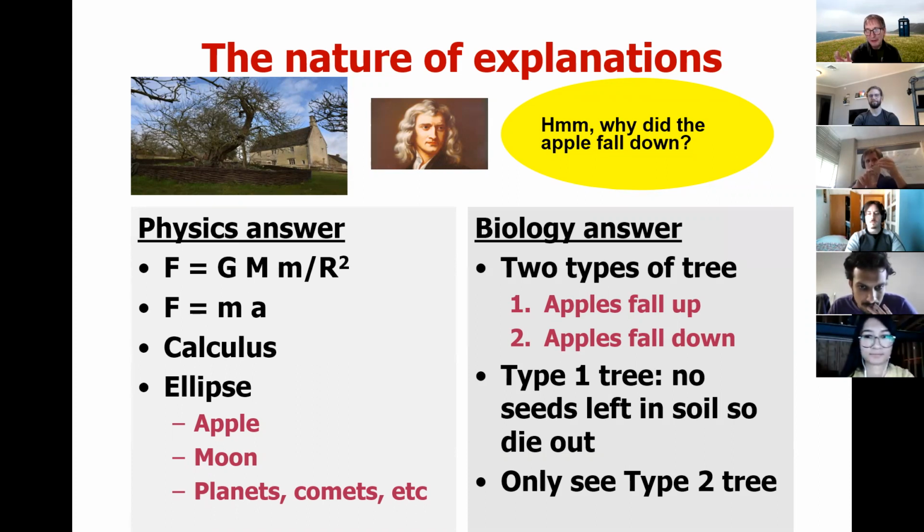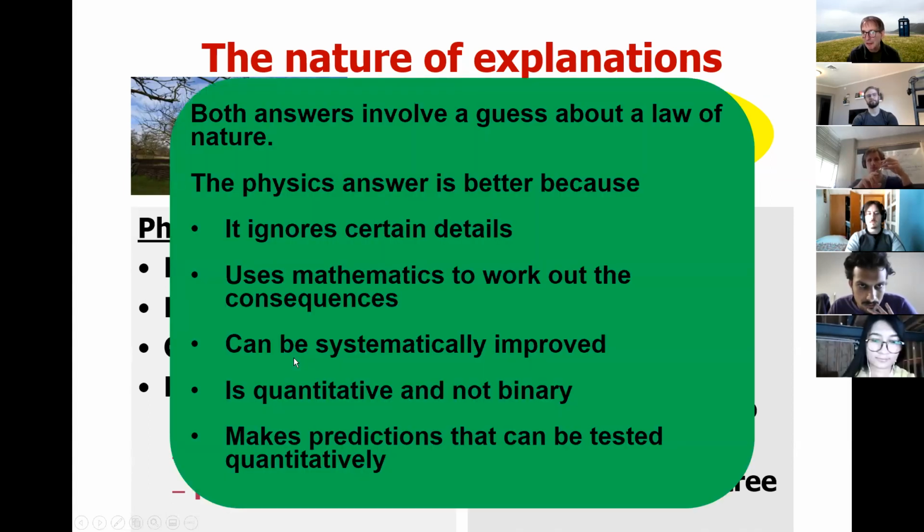And if this question is so simple that we kind of know what the right answer is, or the most useful answer, they're both guesses. The physics answer, in some sense, is better because it ignores certain details. It uses mathematics to work out the consequences. It can be systematically improved. It's quantitative and not binary, and it makes predictions that can be tested quantitatively. So those are all the things that you guys mentioned.